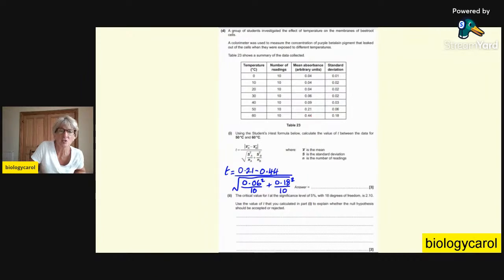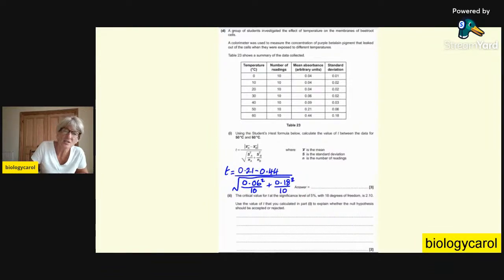Just got to make sure that you keep your group A's and your group B's the same the whole way through, and therefore it is 0.06 squared, and it doesn't really matter underneath here, but anyway, 0.06 squared divided by 10, the number of readings, plus 0.18 squared divided by 10.